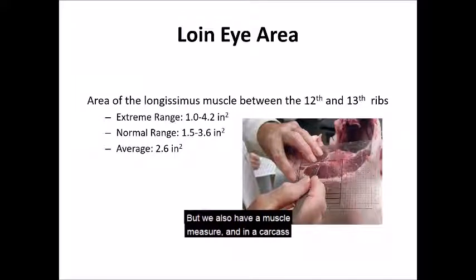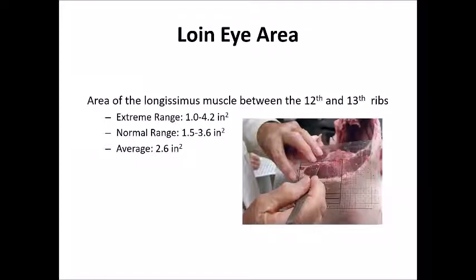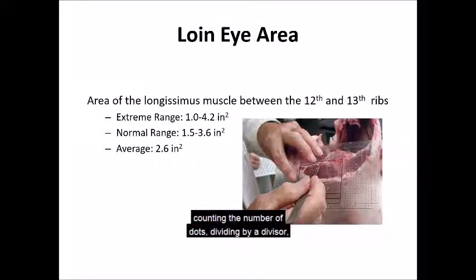But we also have a muscle measure in a carcass, specifically relative to high value middle meat cuts like rib and loin chops. The area of that longissimus dorsi muscle, or loin muscle, between the 12th and 13th rib can be measured. In this case, it's done with a dot grid, counting the number of dots and dividing by a divisor, and that gives a two-dimensional area in square inches.